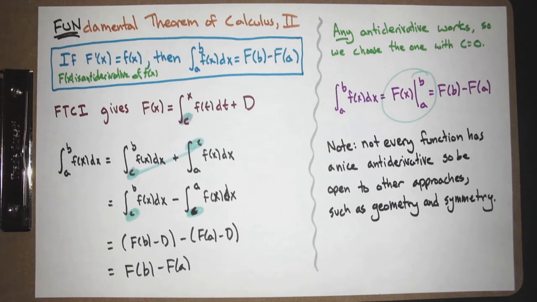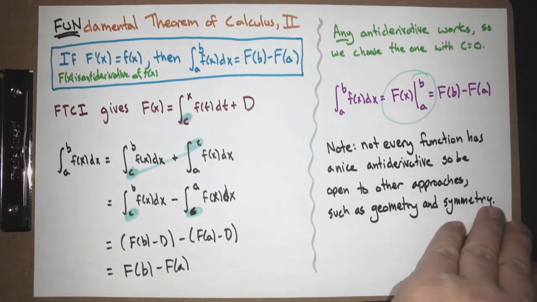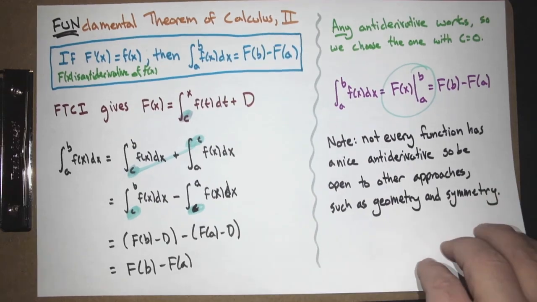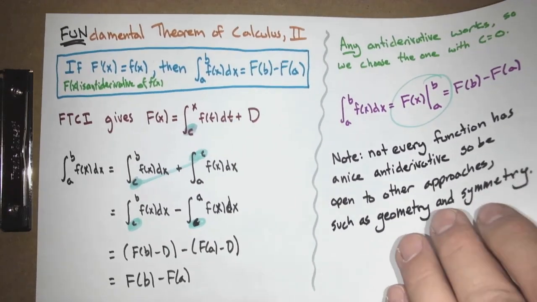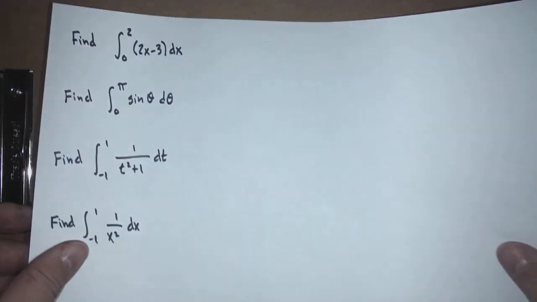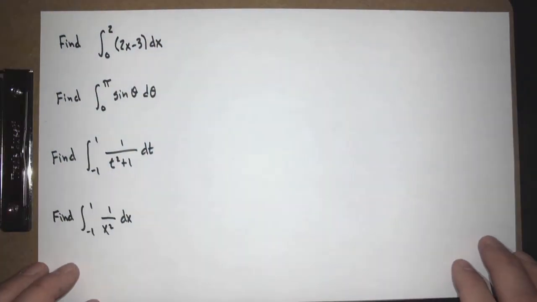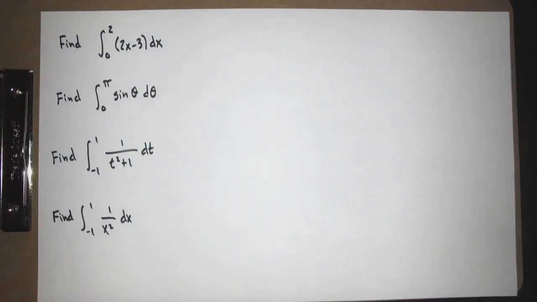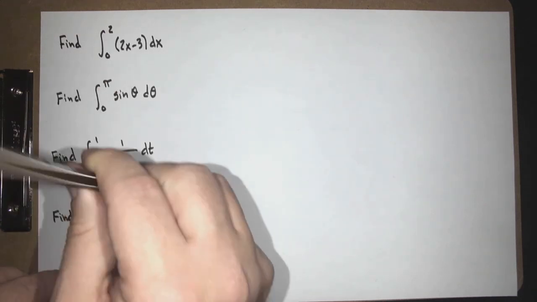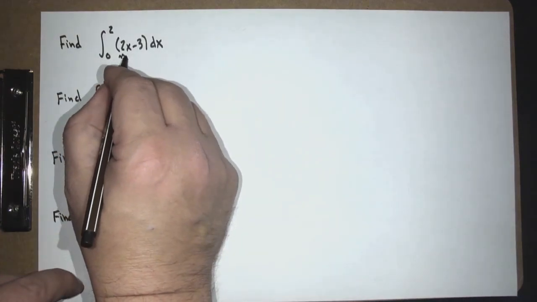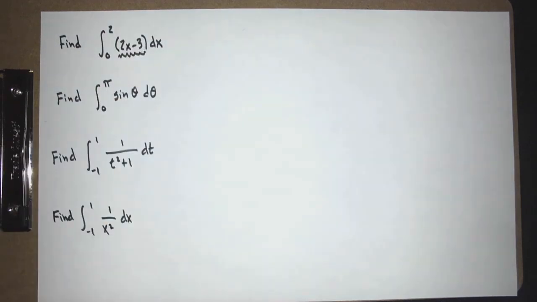All right. We have time to do a couple of examples. Any questions before we run through examples? Cool. All right, so we have 4 integrals. We can do these. So again, our mantra is channel your antiderivative. Is there an antiderivative of 2x minus 3?